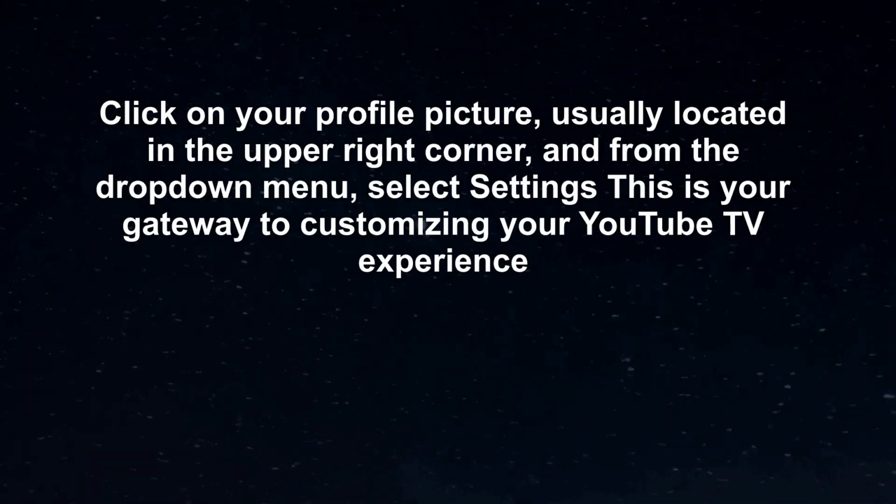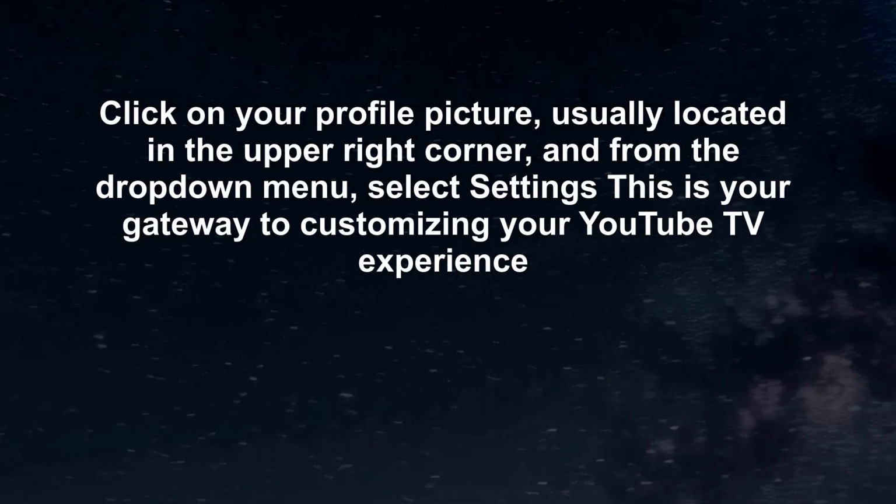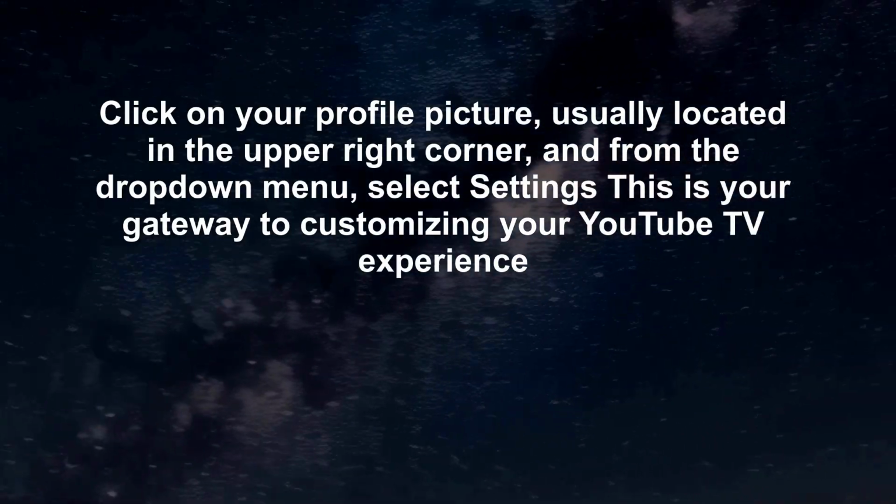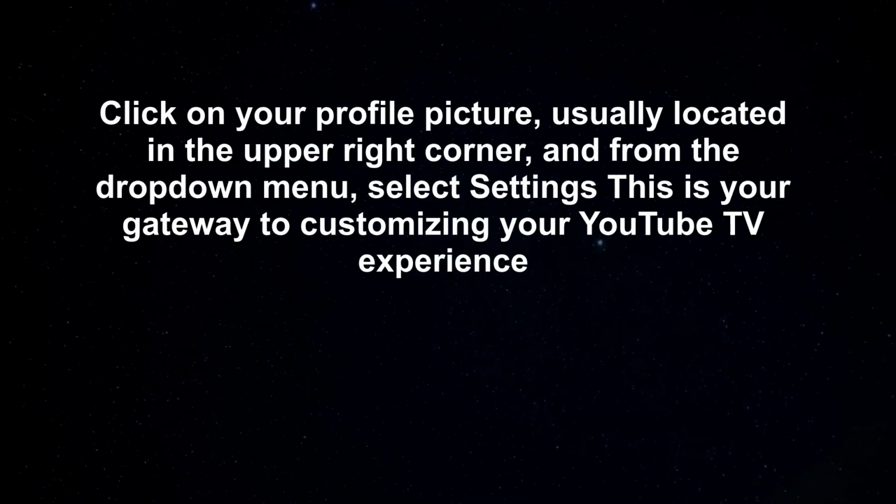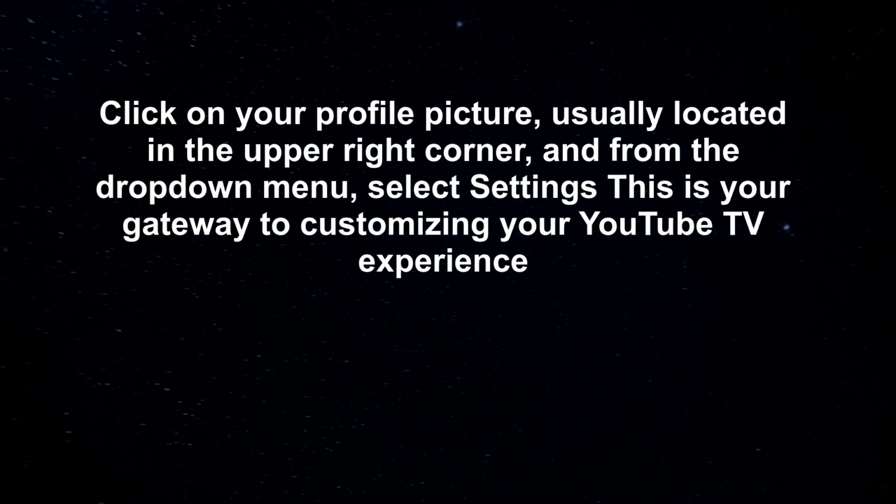Click on your profile picture, usually located in the upper right corner, and from the drop-down menu, select Settings. This is your gateway to customizing your YouTube TV experience.